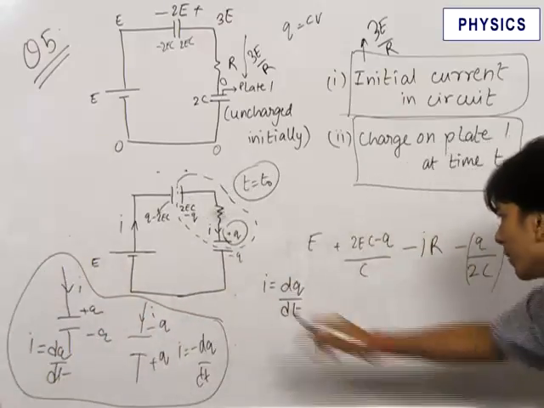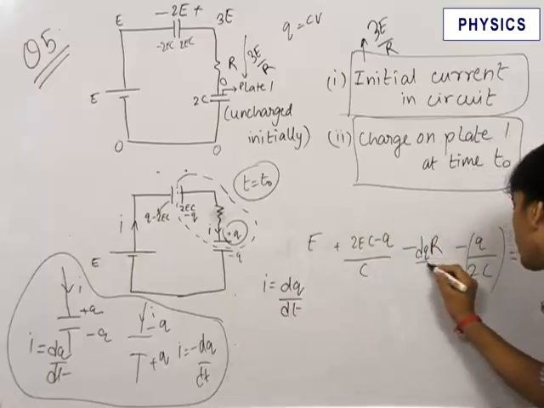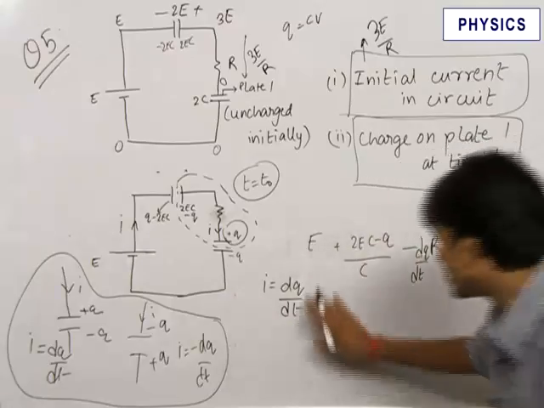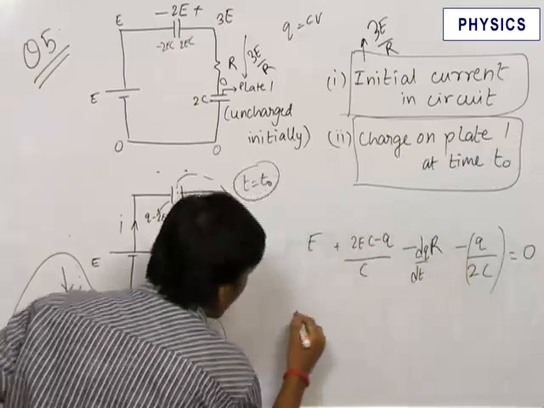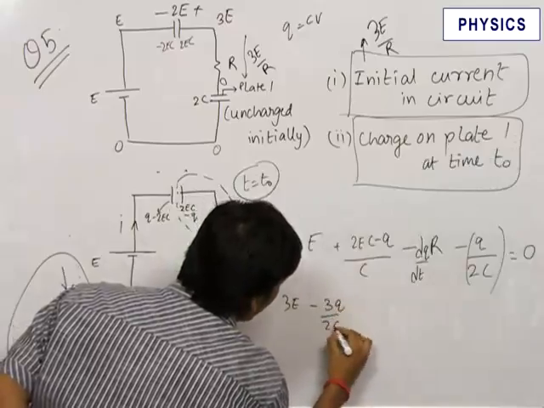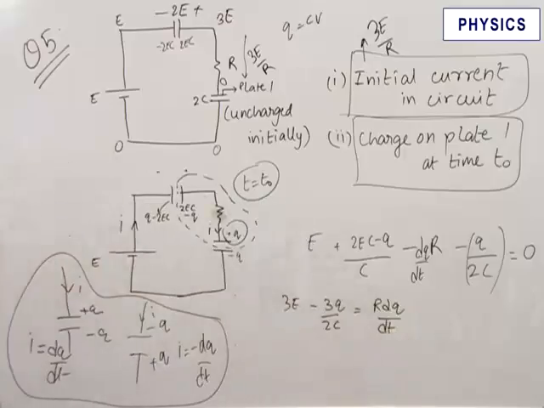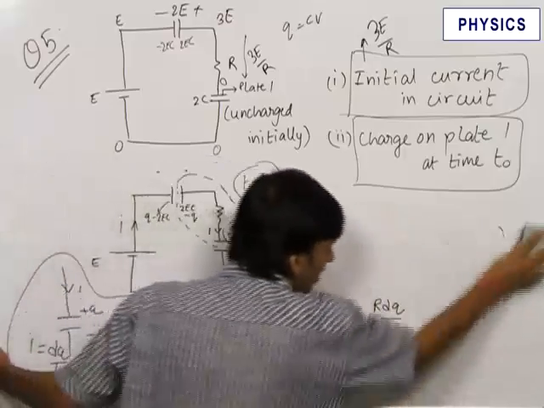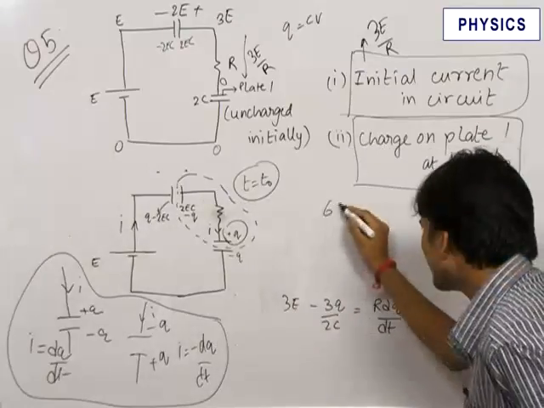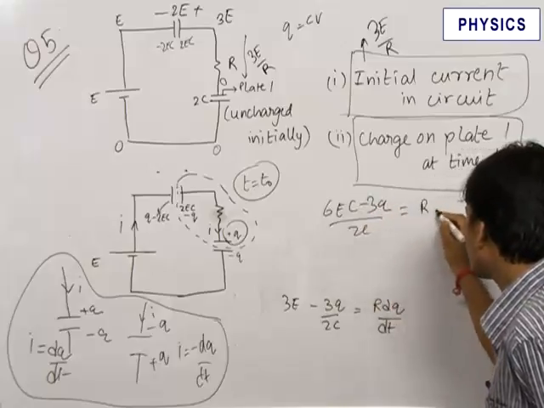So now here I is equal to dQ by dt. Substituting I equal to dQ by dt over here, we get a differential equation in Q. On solving this, we get 3E minus 3Q upon 2C, which is equal to R times dQ upon dt. So now let us solve this differential equation. We get (6EC minus 3Q) upon 2C is equal to R times dQ upon dt.